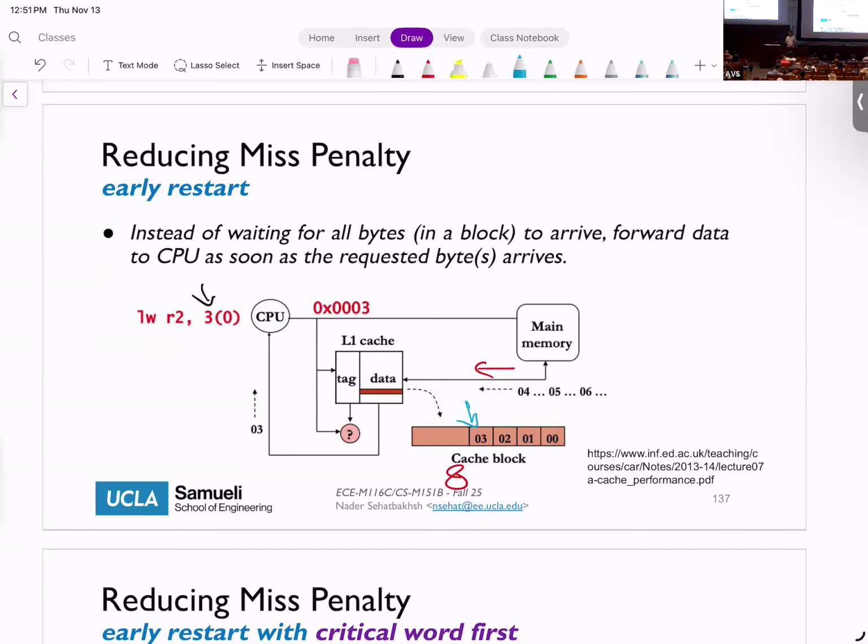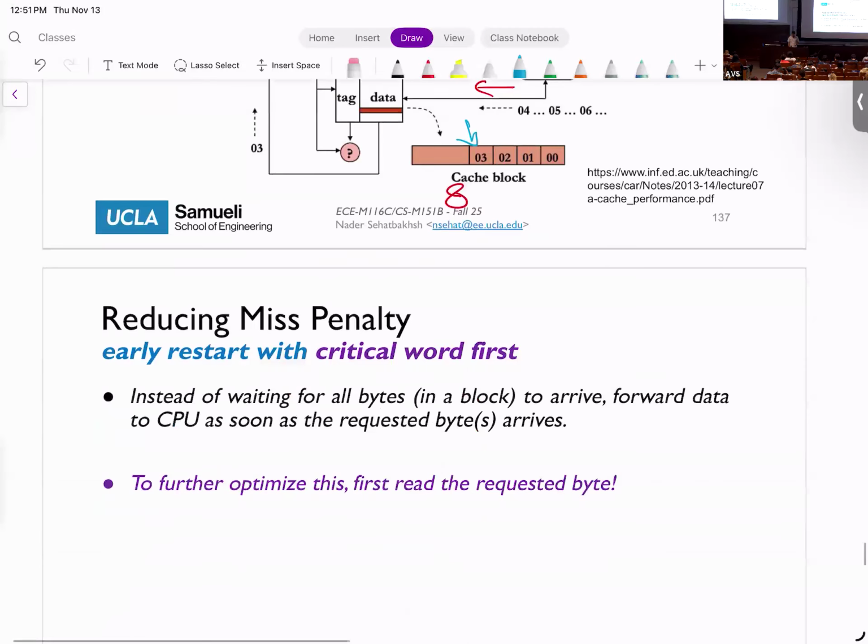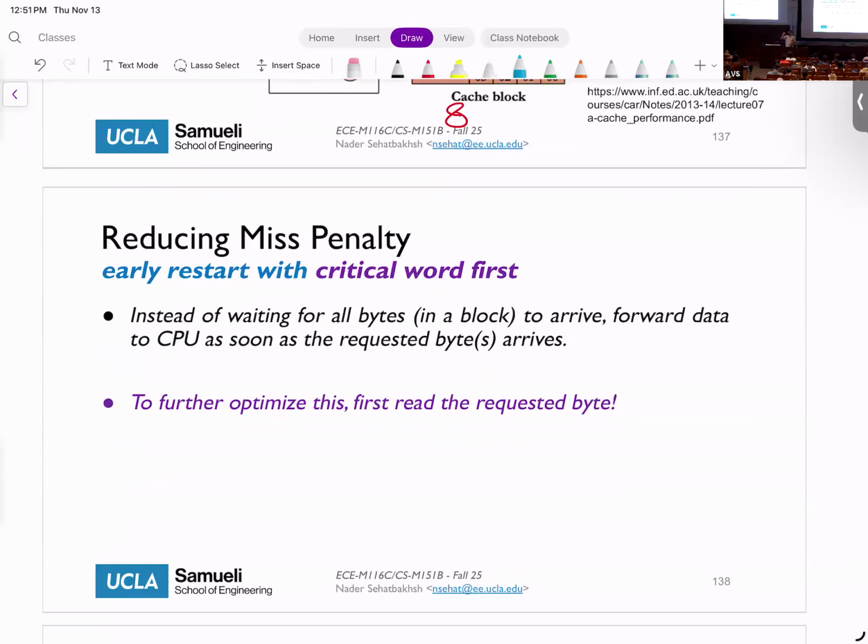So usually you have early restart with the critical word first, which means that I look into the actual address, see which offset I need, bring that offset first, and then fill in the rest of the block that way. And that way it is guaranteed that a request always takes the same amount of time regardless of the size of your block. So if I have bigger blocks or smaller blocks, the miss penalty is always the same for my design.